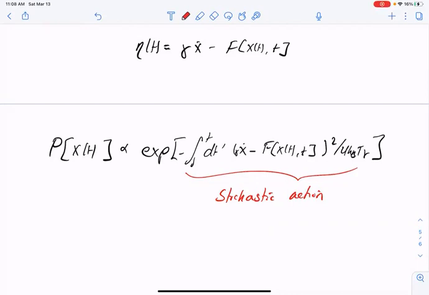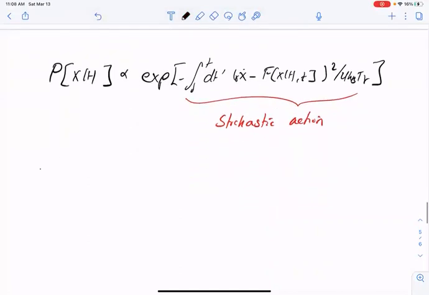Okay, so with that under our belts, we now have a path integral description that we can use to uncover a few deep statements about dynamical systems, complex dynamical systems. And the first of these will be to derive the so-called Crooks fluctuation theorem.